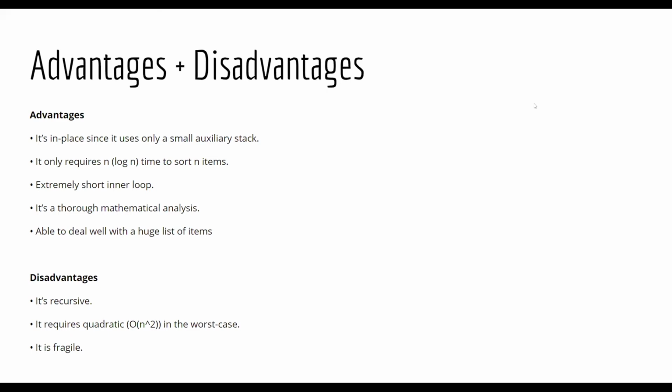As for the disadvantages, quick sort is actually very recursive, so it loops, and loops again. And it also requires quadratic time in the worst case. It's also very fragile, so a simple mistake can go by unnoticed and just ruin the whole program.